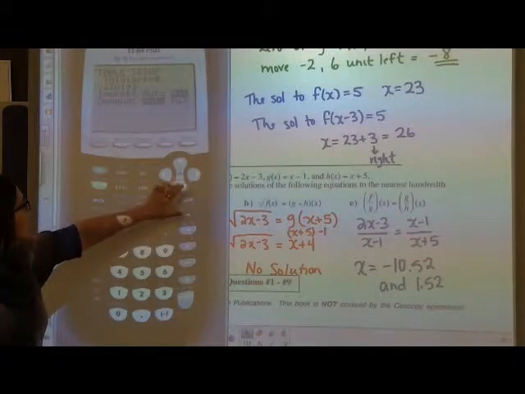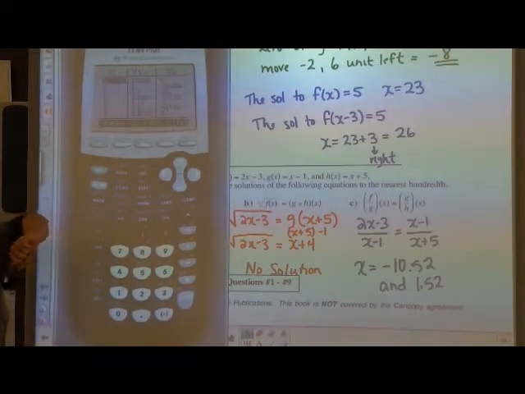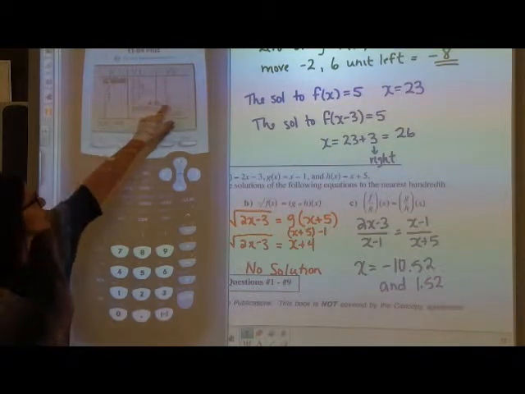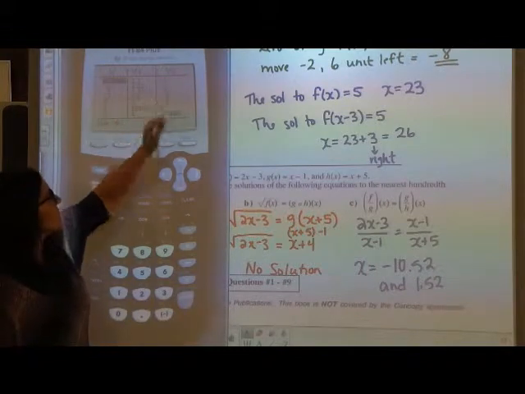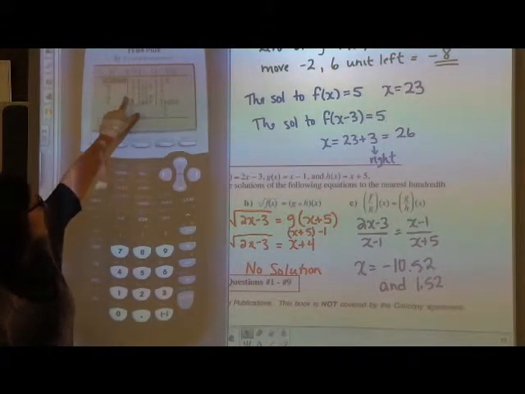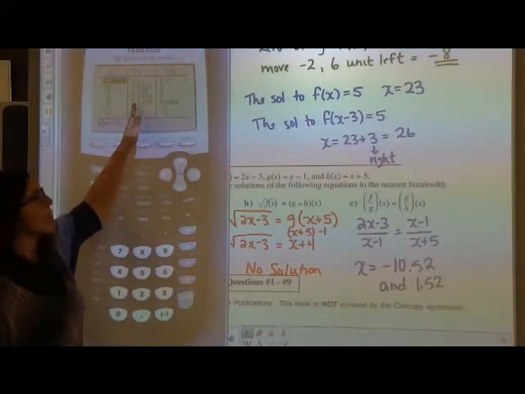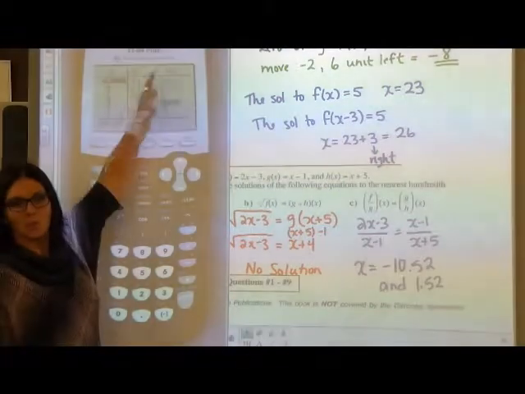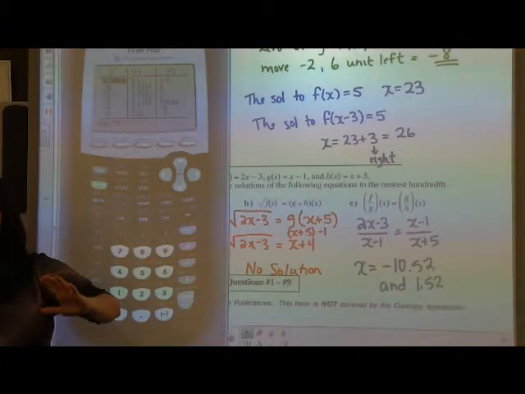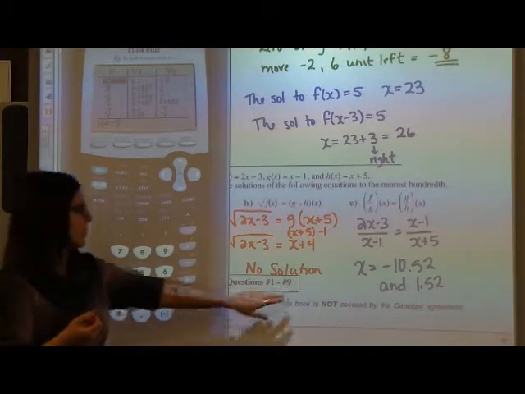Mine's on auto right, or ask. So if I put it on auto, and then I look, and I start going up, what I'm looking for is right here, y1 is bigger than y2. And then right here, all of a sudden y2 becomes bigger than y1. So if y1 was bigger and then it was smaller, that means that at some point they had to converge. So that's what I can use the table to help me with.